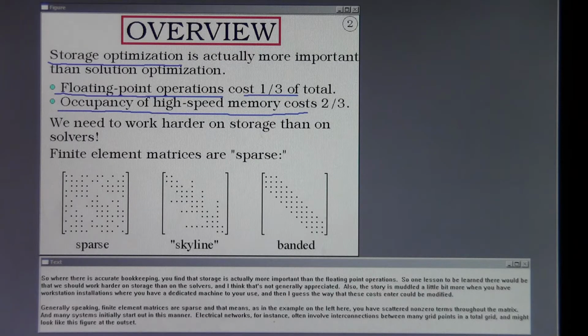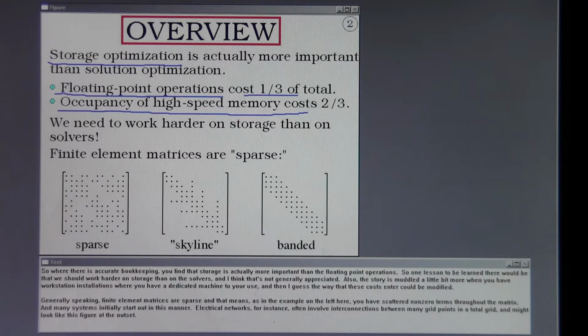Also, the story is muddled a little bit more when you have workstation installations where you have a dedicated machine to your use, and then I guess the way that these costs enter could be modified.